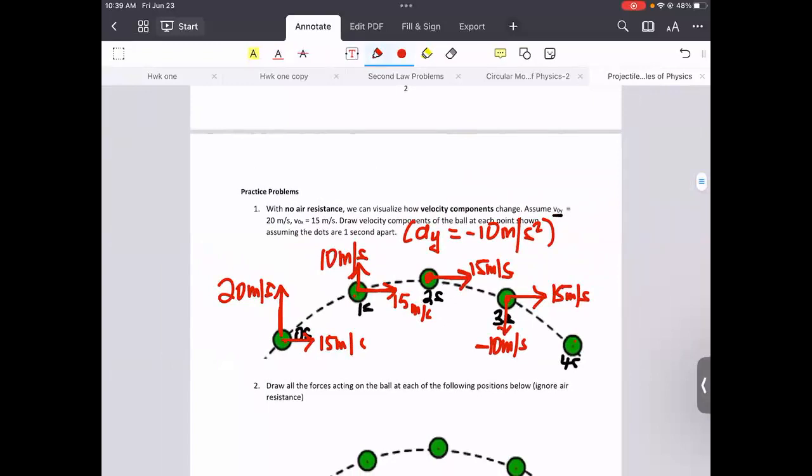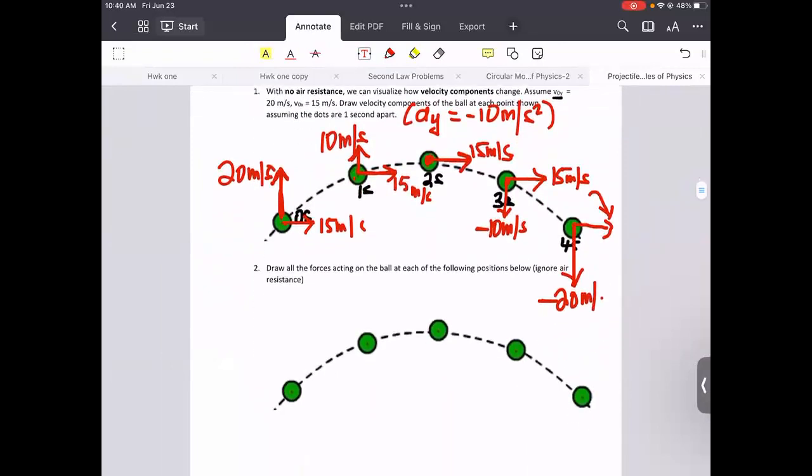Finally here, the horizontal component is still the same. And then downwards, it has to be now the opposite of what it was initially here. So add 20, so it'll be 20 meters per second, but downward, minus there. So these are the velocity components.